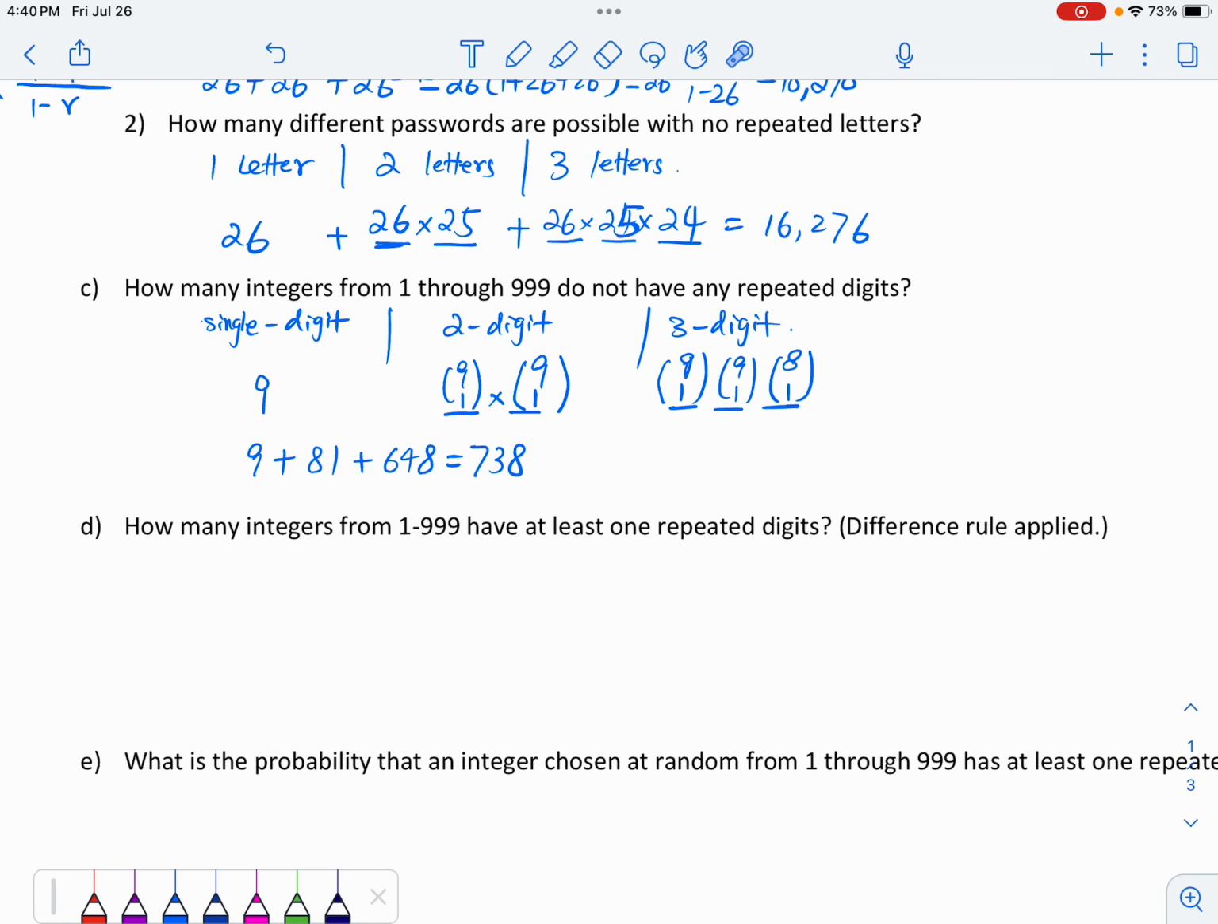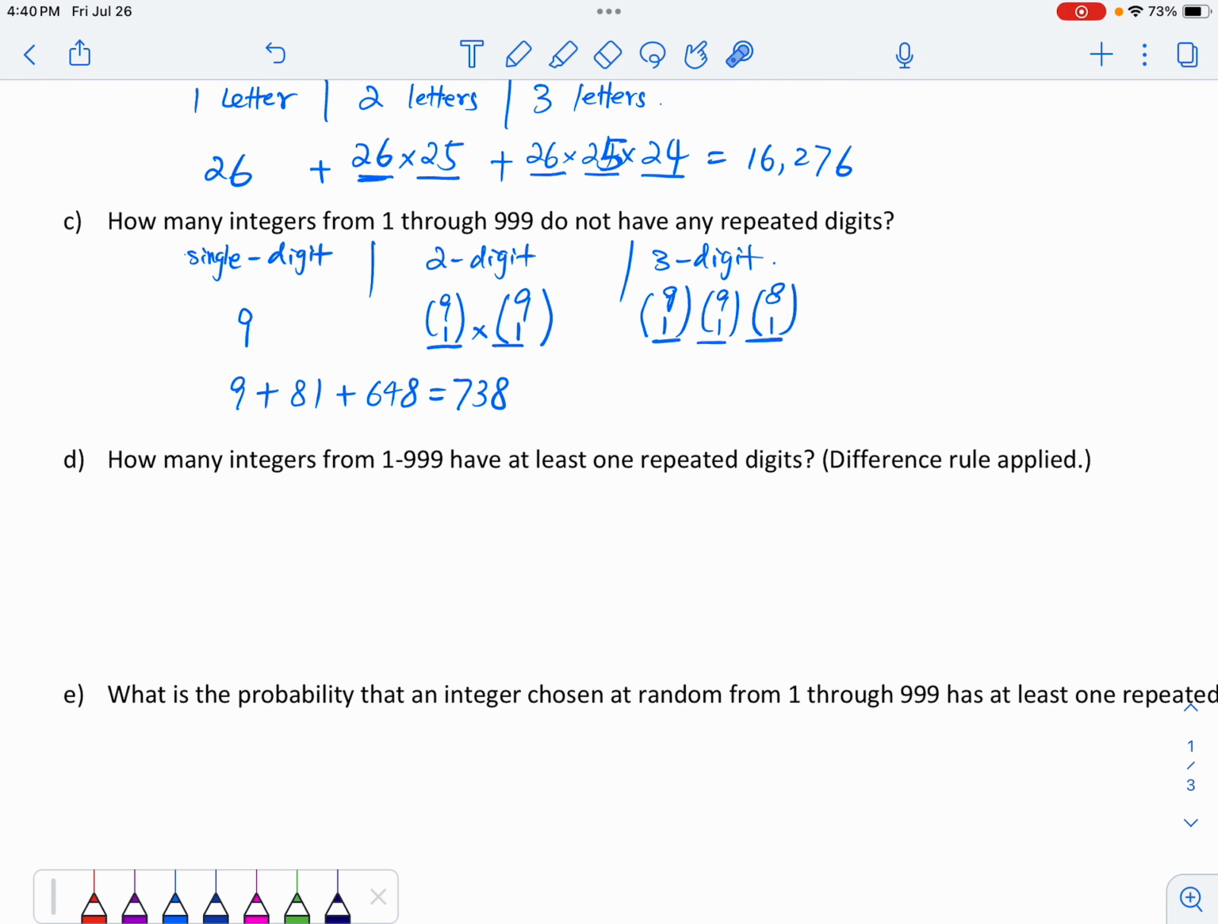This is a continuation of the previous example. I kind of stopped in the middle, so we'll continue from this problem. Now let's see how many integers from 1 to 999 have at least one repeated digit.